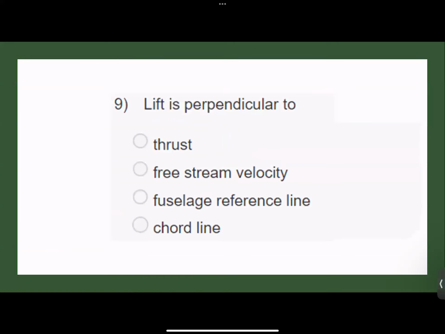Okay. Now we'll just do some general questions that will help you with the other assignments. Lift is perpendicular to thrust, free stream velocity, fuselage reference line, or chord line. So these are the two aerodynamic forces that we know. So lift and drag, they are perpendicular and parallel to the free stream.